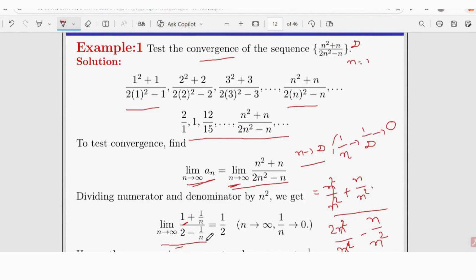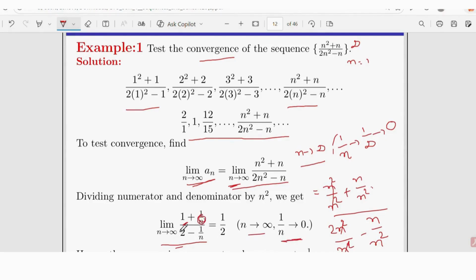Now put the limit. 1 is a finite value, so 1 remains as it is, plus limit n tends to infinity of 1 upon n. So what is 1 upon n? As n tends to infinity, 1 upon n tends to 0. So this term becomes 0.